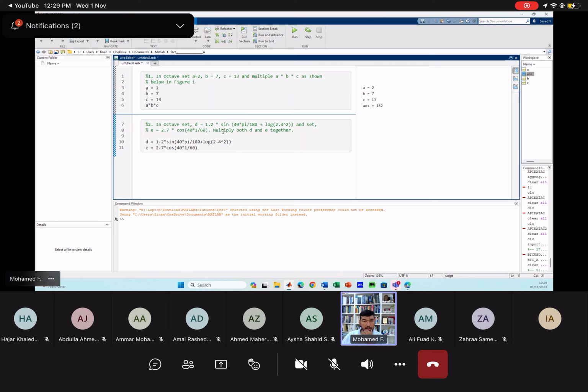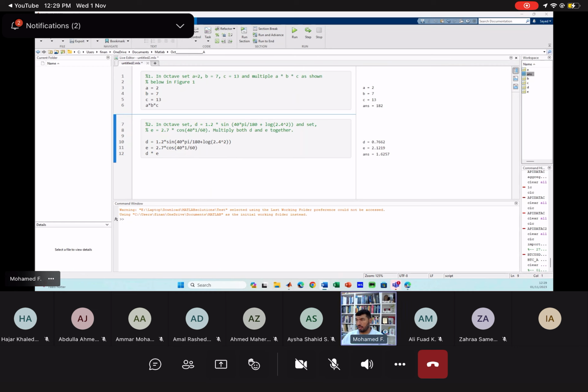Now, if we multiply both D and E, so D multiplied by E, let's see what the answer is going to be. So we can see we have got the following answer: 0.7 and here 2.12 and 1.6. Excellent, guys. Can we move?